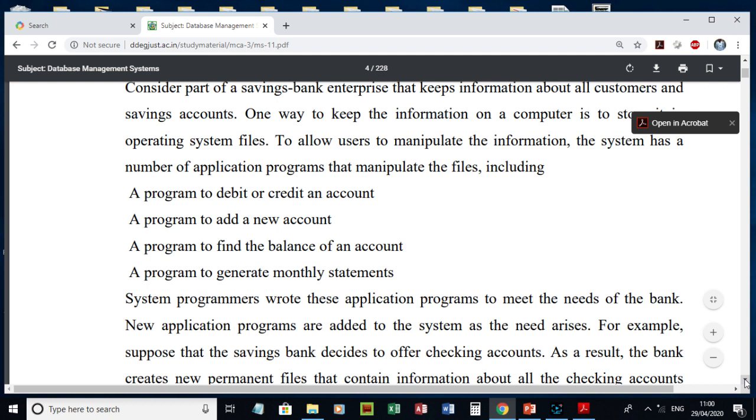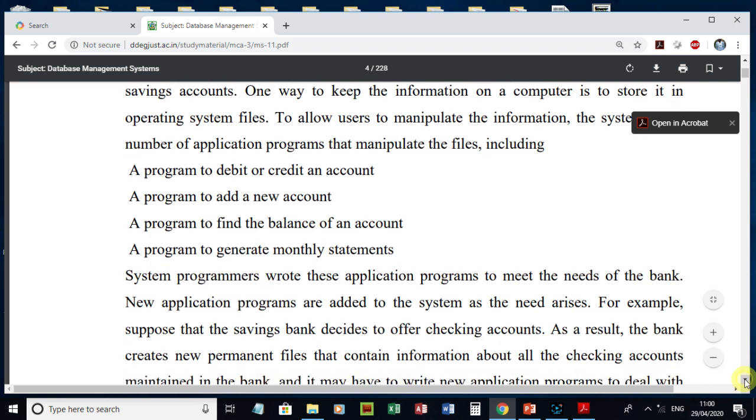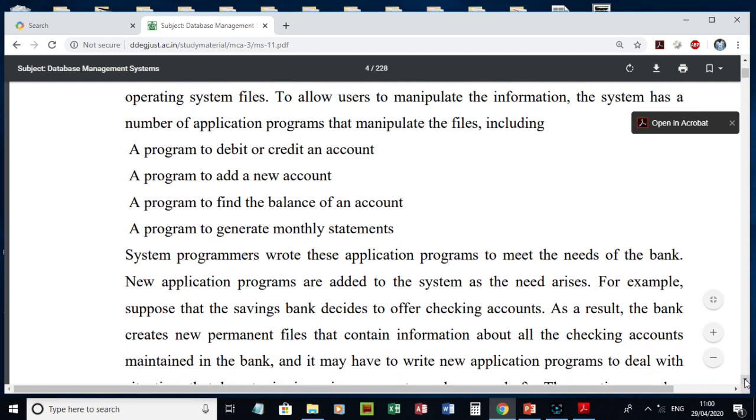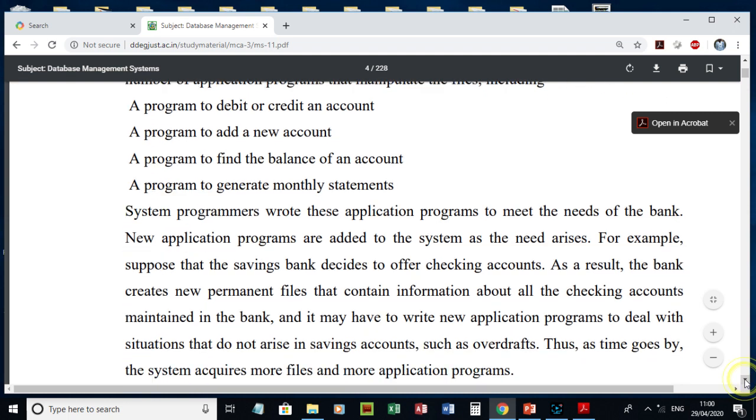New application programs are added to the system as the need arises. For example, suppose that the savings bank decides to offer checking, or current, accounts. With checking accounts you can withdraw the money the same day, but a savings account takes longer. As a result, the bank creates a new permanent file that contains information about all the checking accounts maintained in the bank.